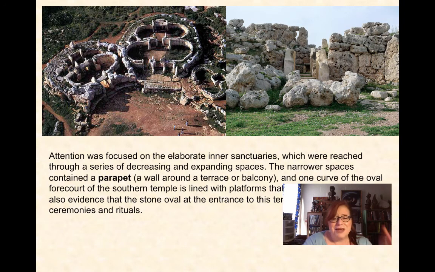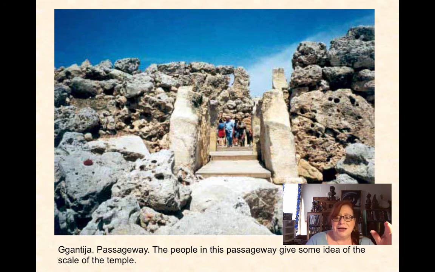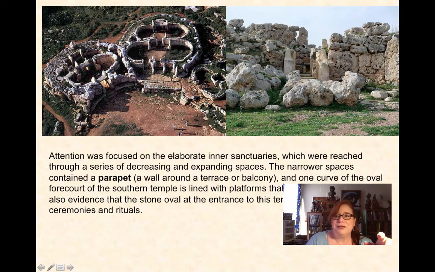And they gave a lot of attention to the elaborate inner sanctuaries, more so than what the outside looked like. And here you can see an entryway with steps leading up to a parapet, which is a wall around a terrace or balcony. And then one curve of the oval forecourt of the southern temple is lined with platforms that resemble altars. So people would come in and leave offerings and that sort of thing. So there's also evidence that the stone oval at the entrance to the temple was a hearth used in ceremonies and rituals.